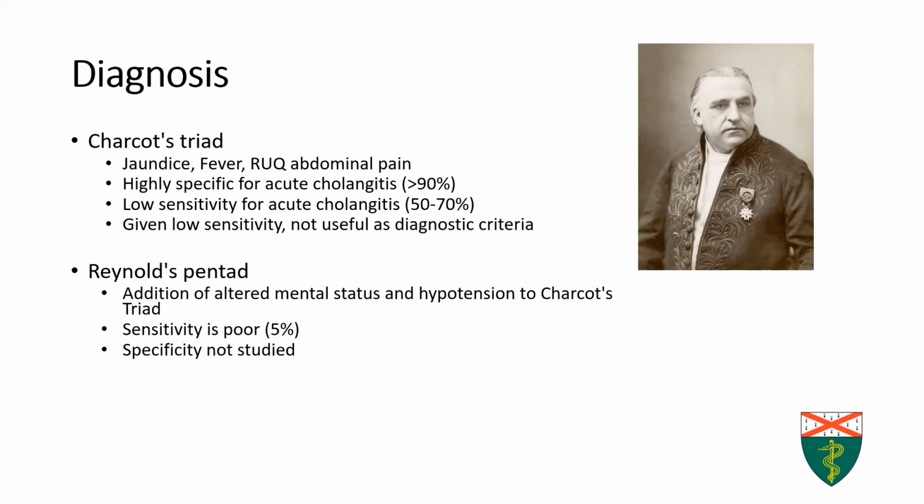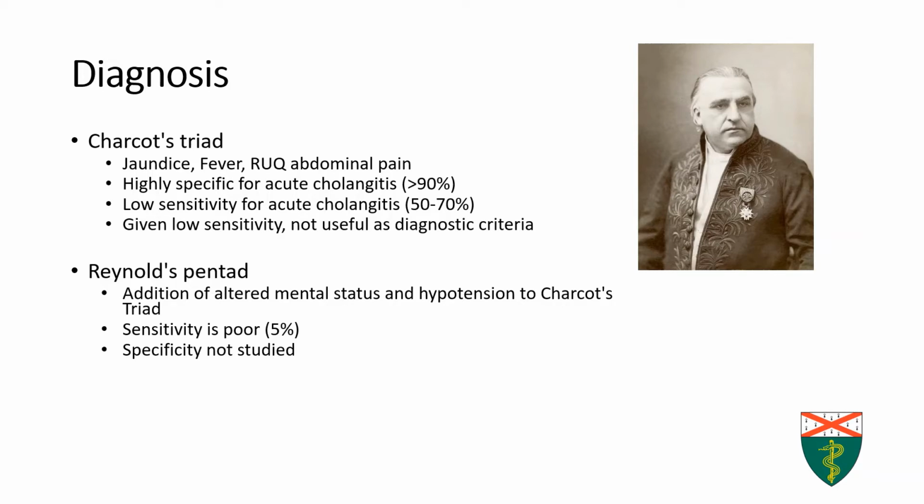Traditionally, acute cholangitis has been diagnosed based on the clinical signs of Charcot's triad: jaundice, fever, and right upper quadrant abdominal pain. This triad has a high specificity, greater than 90% for acute cholangitis. However, the sensitivity is low at 50 to 70%. Thus, with the triad having such a low sensitivity, it has a very limited role in diagnosing acute cholangitis.